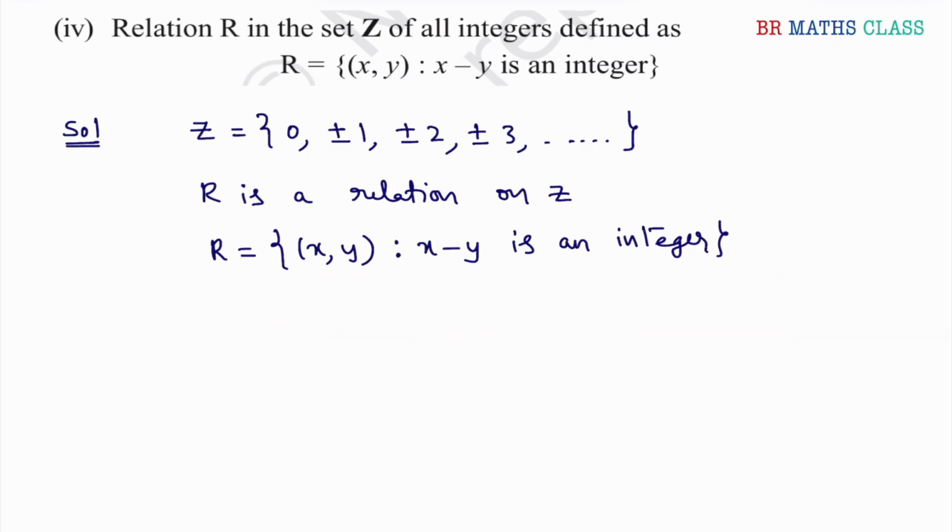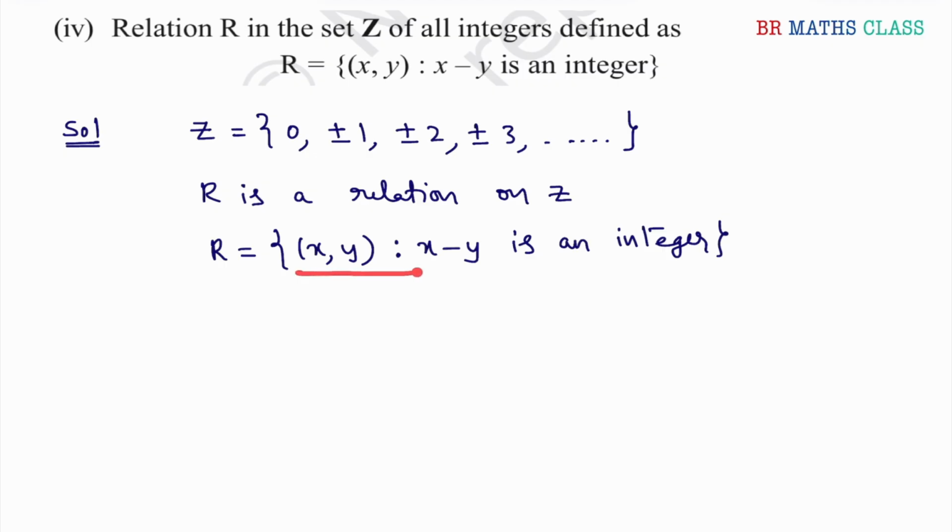You observe that R is a relation given like this. It tells you that x is an integer, and y is also an integer. Which ordered pairs belong to this relation? You take two integers such that the difference of them is an integer. For example, 2 is an integer, 3 is an integer. What is the difference of them? 2 minus 3 is minus 1. Is minus 1 an integer or not? Yes, minus 1 is an integer. Like that, if you observe, this R contains infinitely many ordered pairs.